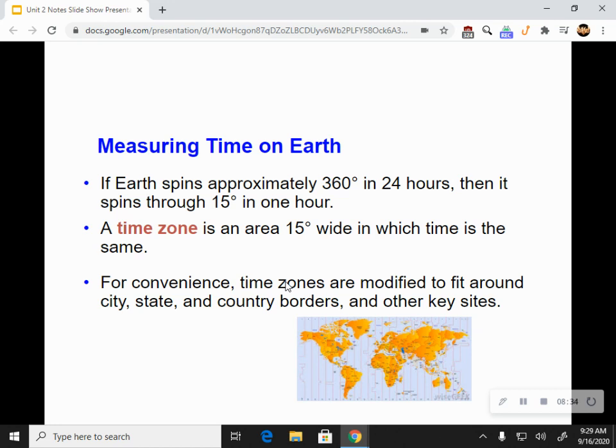And for convenience, we put it around city and state borders so that there isn't confusion about being in two different time zones in Atlanta, Georgia, or something. You want to make sure that you're in the same time zone if you're in the same city.